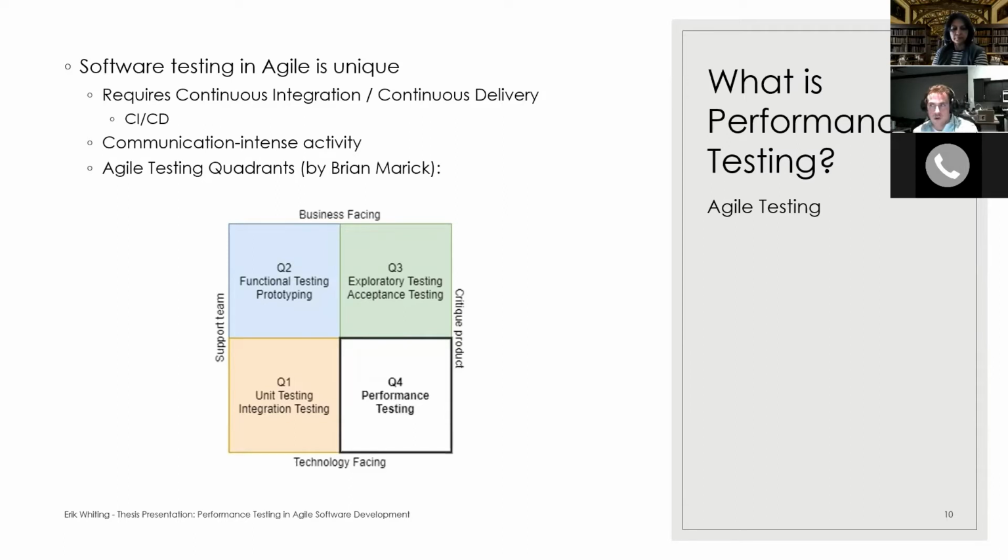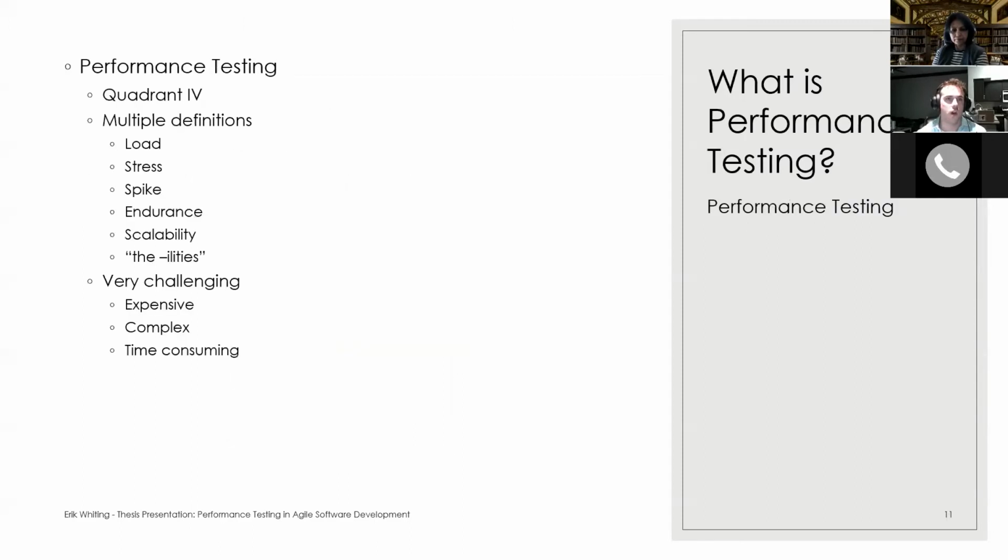So in quadrant 4, the bottom right quadrant, we have performance testing. So this is testing the actual technology that we have, so our servers and our databases and our networks, and it's critiquing the product as a whole. And that's where performance testing falls.